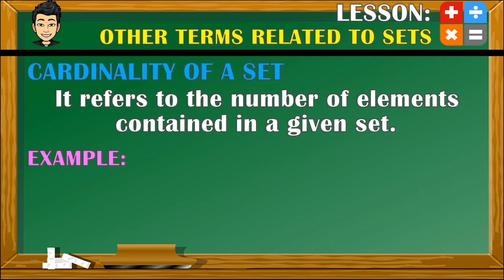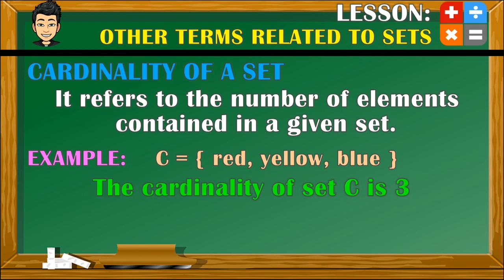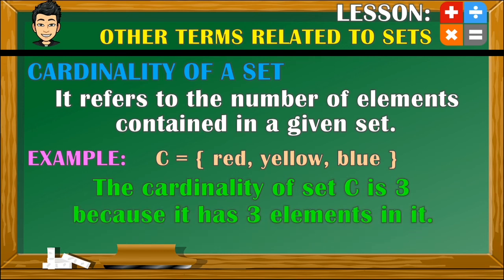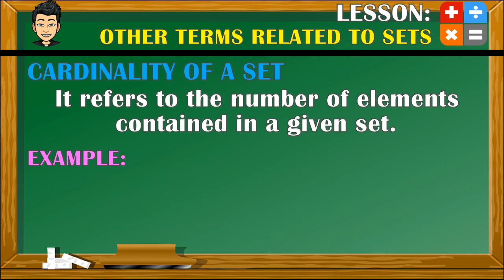Another example, we have set C with the following elements. Based on this, we can say that the cardinality of set C is 3 because it has 3 elements in it. Again, in symbol, we can represent its cardinality like this. For our last example, we have set A with the following elements. If you notice, 3 dots were placed in between the elements. This does not mean that the elements are never ending. We only put an ellipsis in between elements if the list of elements of that particular set is too long. We only use it for convenience in writing.